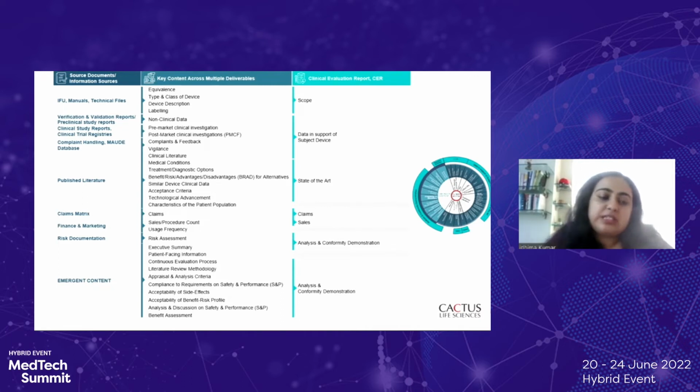And then the last piece here is the emergent content that we're specifically drafting for the CER. So this is not something that we're deriving from pre-existing source documents. This is the stuff that we're actually authoring for the CER.